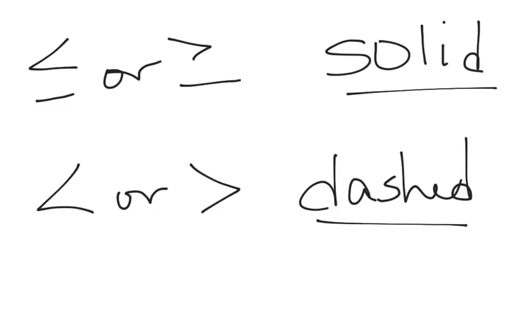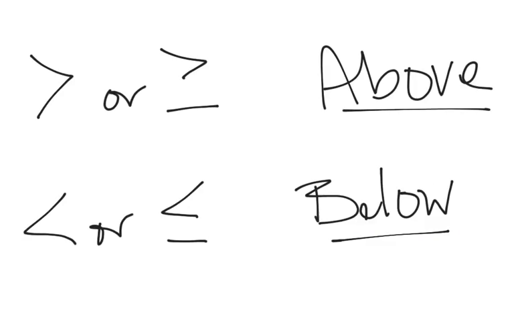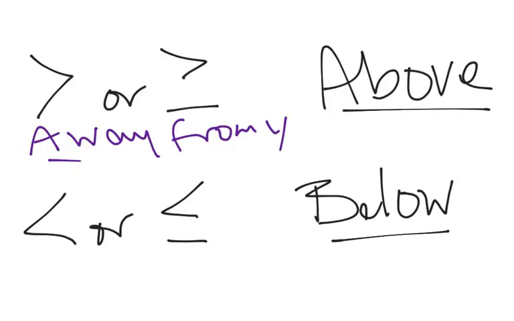You have to remember that if it has a line, if it's less than or equal to, greater than or equal to, that's when you draw a solid line. If it does not have a line in the inequality, that's when you draw your dashed line. If it points away from y, you're going to shade above. Away is above. If it points to the y, you're going to shade below.